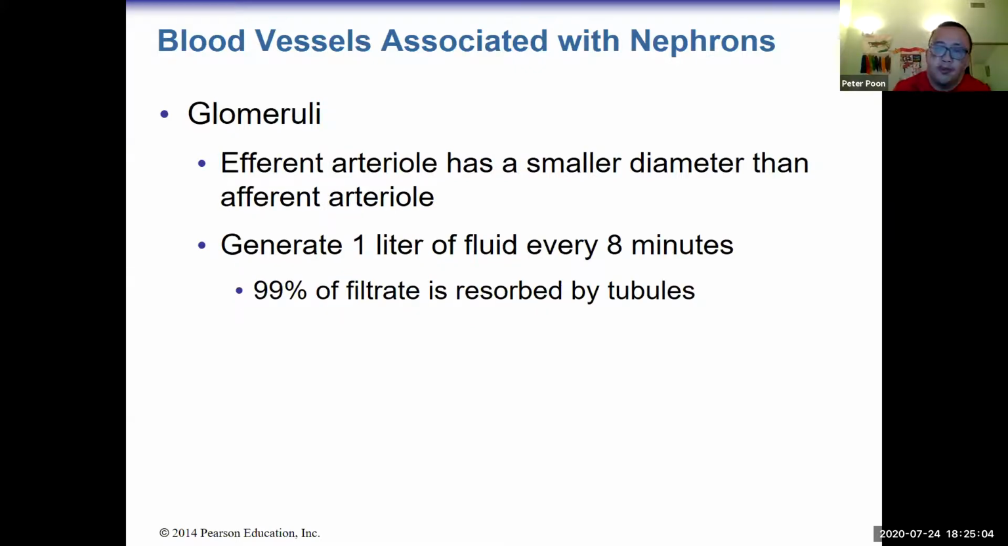So just to explain what the glomerulus does, the glomerulus generates 1 liter of fluid every 8 minutes. That is more than 7 liters of water every hour. You're not peeing out 7 liters of water every hour. In fact, you don't have 7 liters of blood to pee out. The reason this is not a problem is because 99% of the filtrate is actually reabsorbed by the tubules.